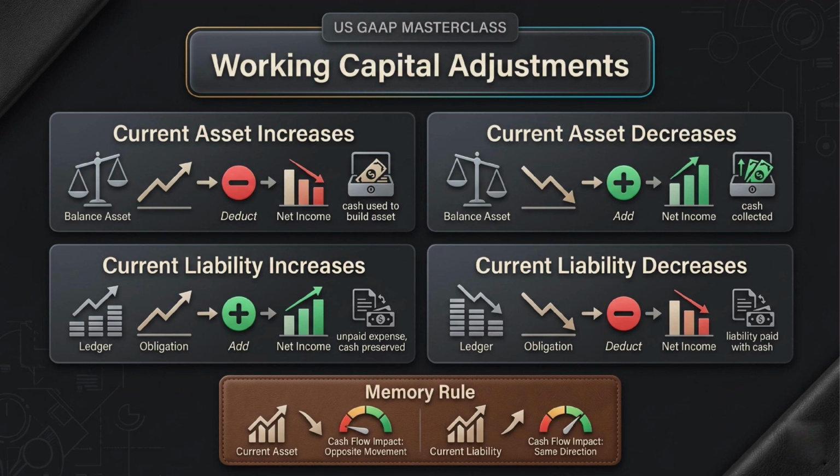The memory rule is simple. Current assets move opposite to the cash flow impact while current liabilities move in the same direction. This rule is small, but it can save many exam marks.